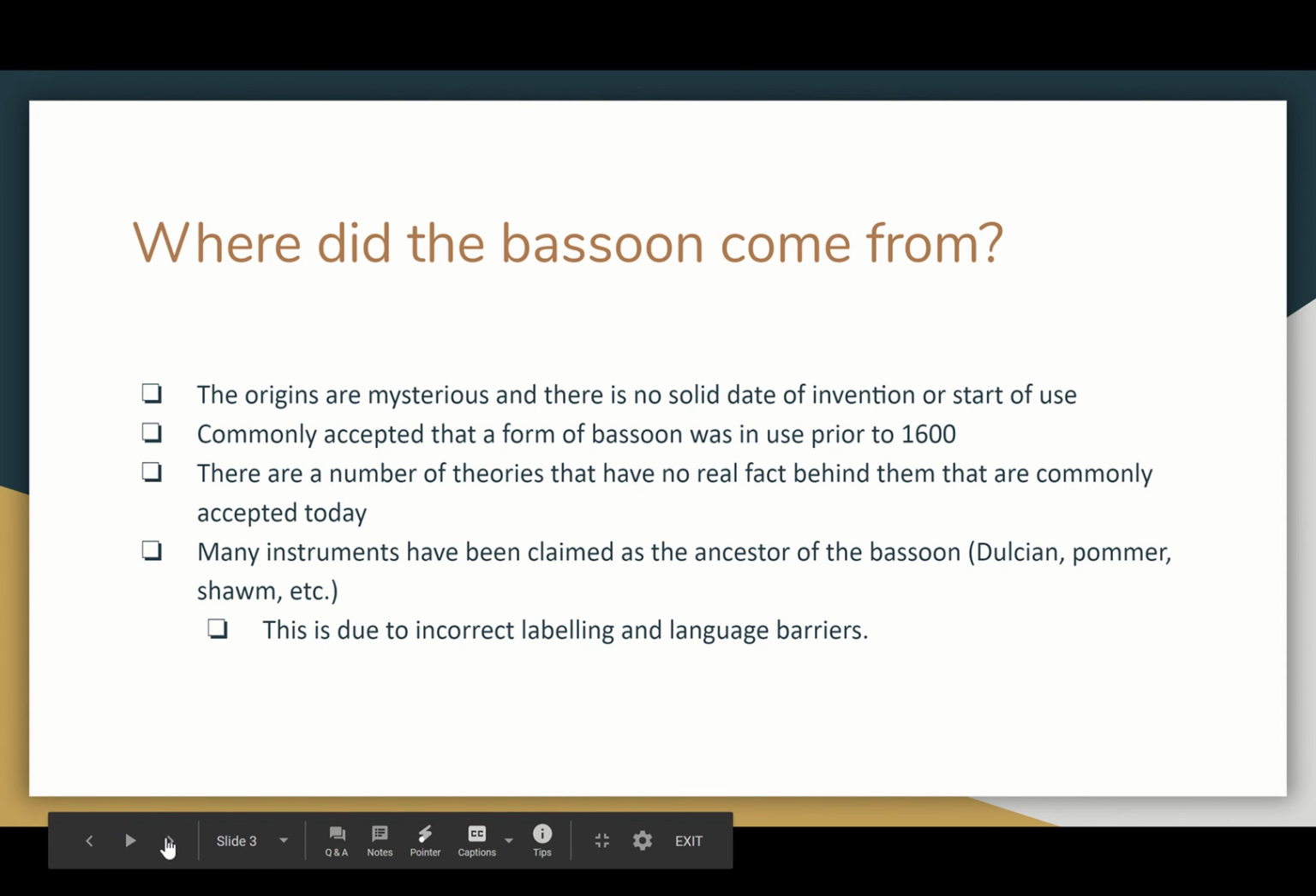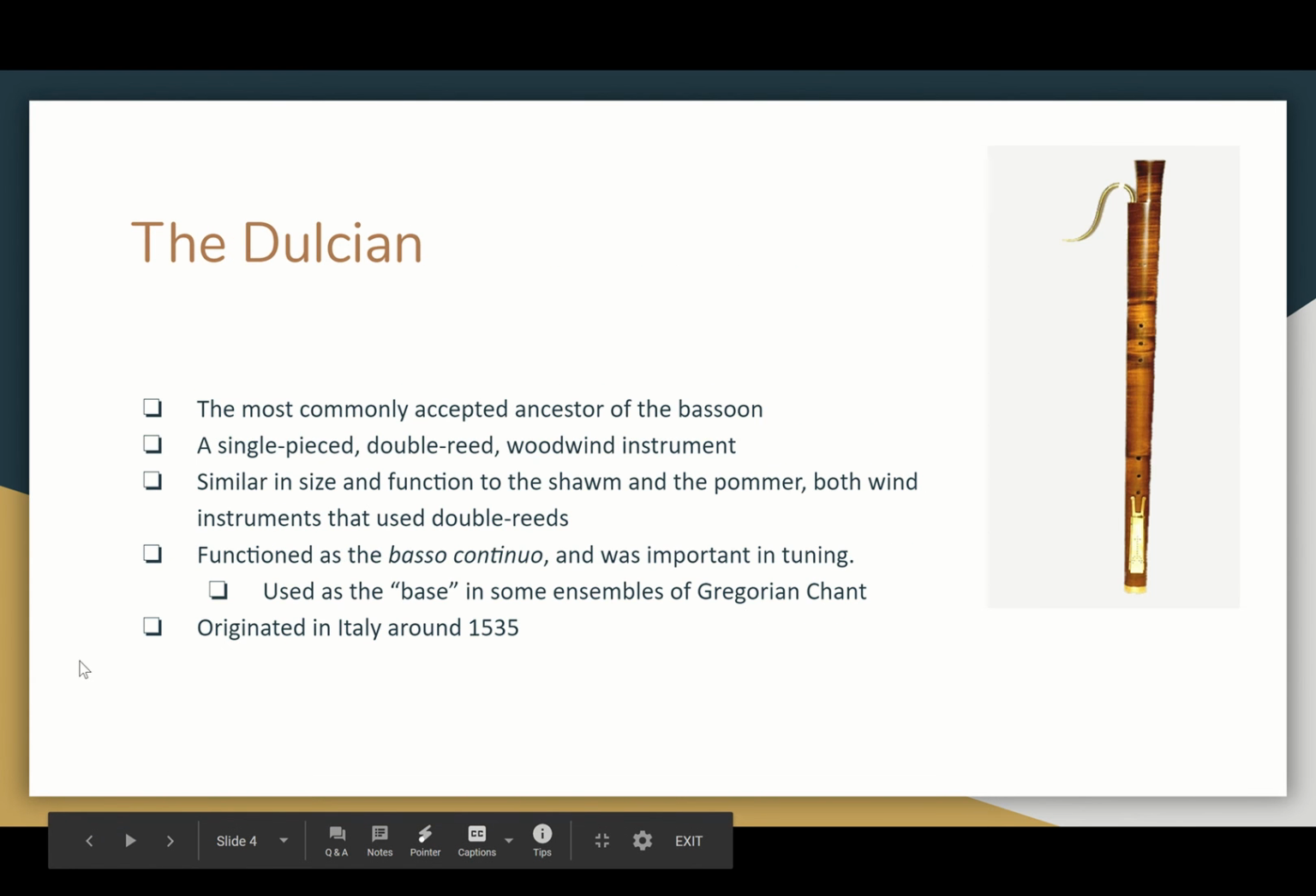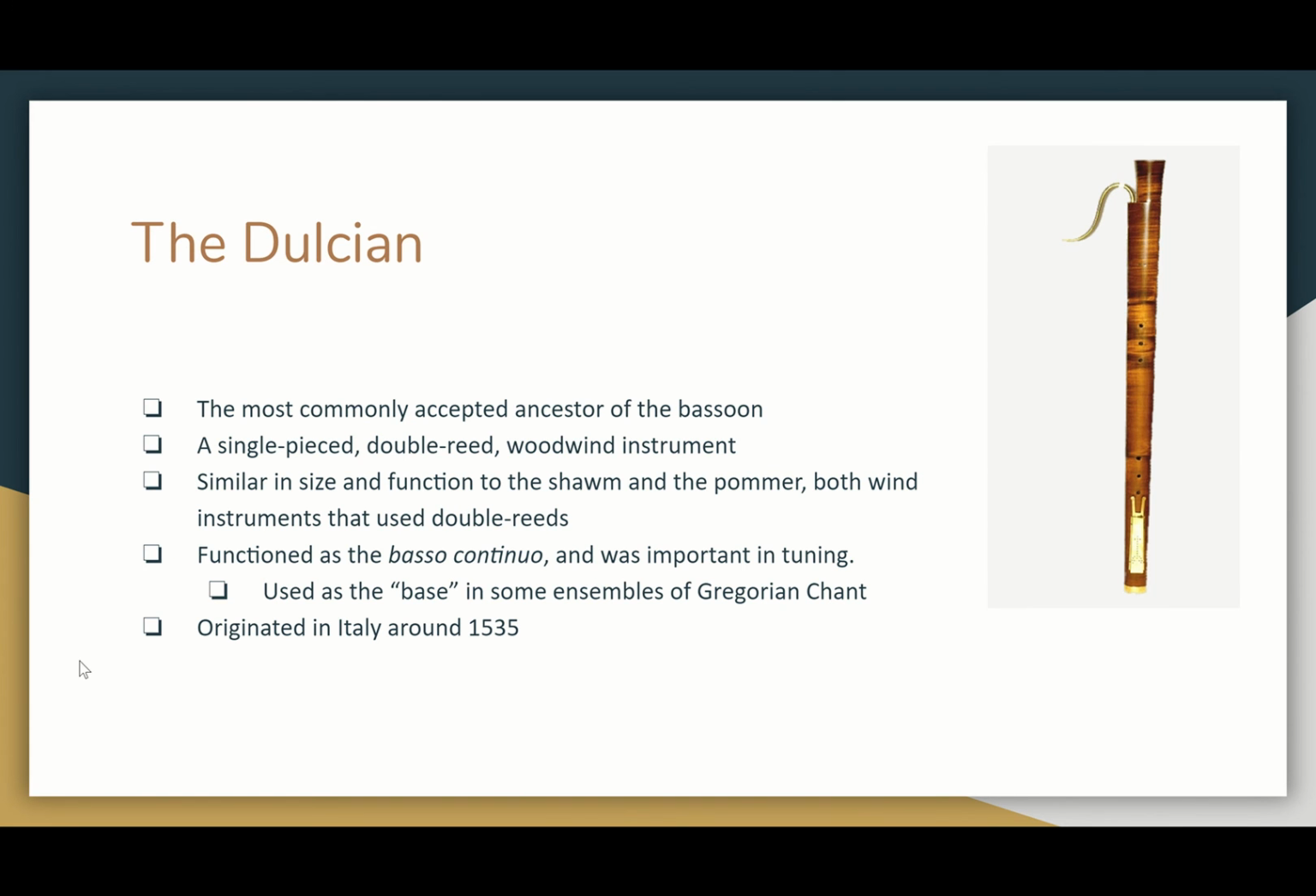So, what is a dulcian? The dulcian is the most popular choice of the direct ancestor of the modern bassoon. It is a single-pieced, double-reeded wind instrument. The dulcian, which was named such because of its subdued and sweet sound, is a cousin to other instruments that were also popular during the Baroque era, and it is possible that these instruments also contributed some of the features of the modern-day bassoon.